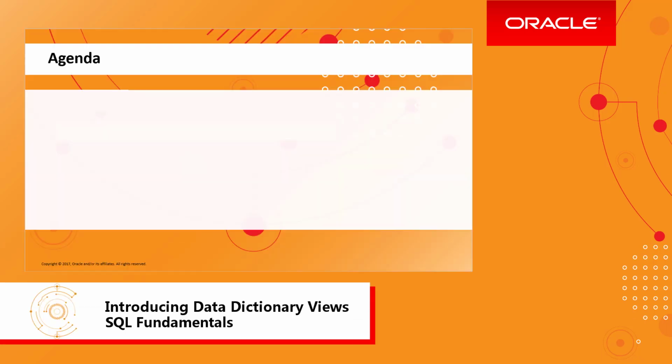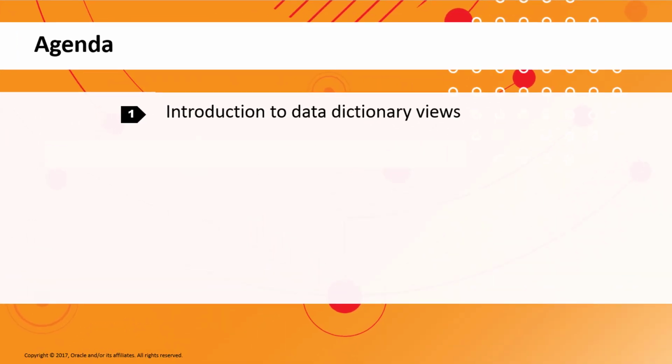In this video, you learn about data dictionary views that are used to query information such as owner of table, constraints created by a user, data type of a column, etc. You also learn to query data dictionary views using SQL.